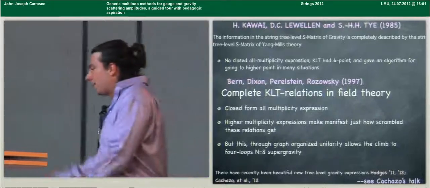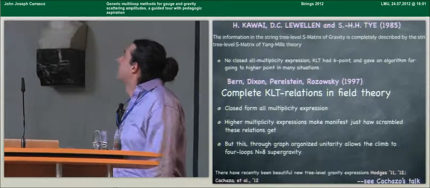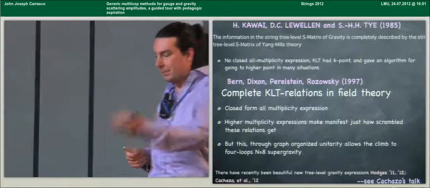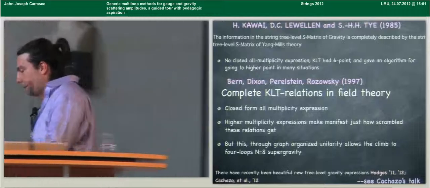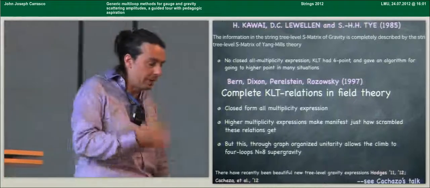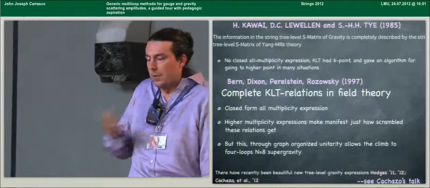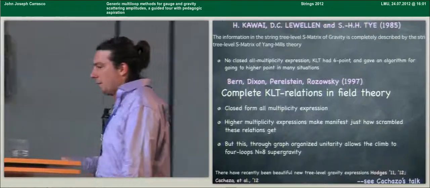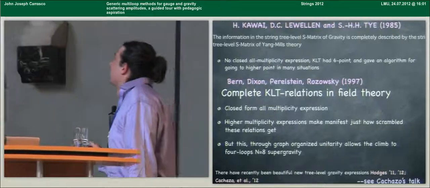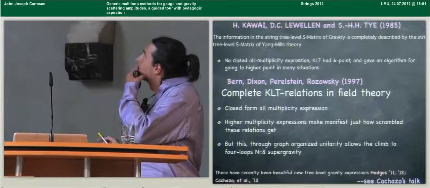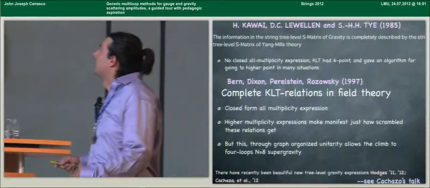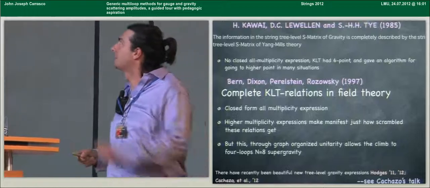Now, how do we get gravity? And this is from this beautiful result in 1985 that the information in the string gravity amplitudes is completely encoded in the string tree-level S-matrix. That you have these expressions for gravity tree amplitudes in terms of sums over products of Yang-Mills tree amplitudes. In '85, they did this shortly after the heterotic string. No closed all-multiplicity expression. They gave through 6 points. They gave an algorithm that was straightforward for going to higher points in many situations.